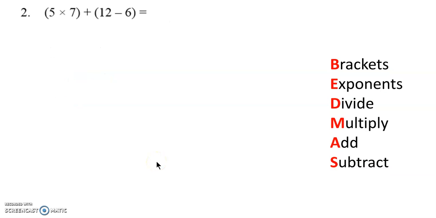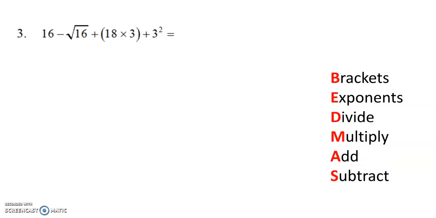For number 2, we have 2 sets of brackets, which means we can solve both of the sets of brackets at the same time. So we can go ahead and do 5 times 7, which is 35. Bring down my plus sign, and we can do our second bracket right away. 12 minus 6 is 6. We're left with only one operation, 35 plus 6. So our result is 41.